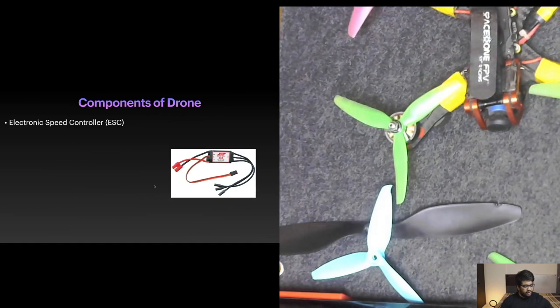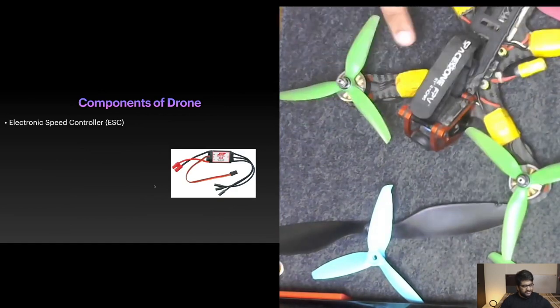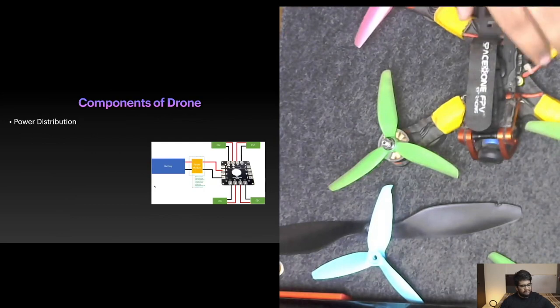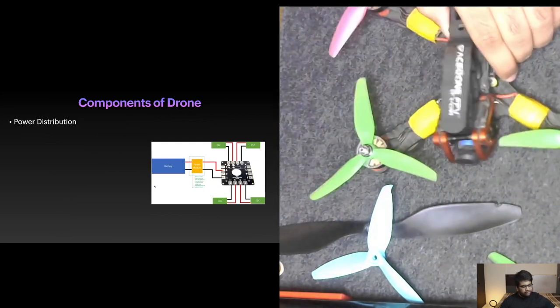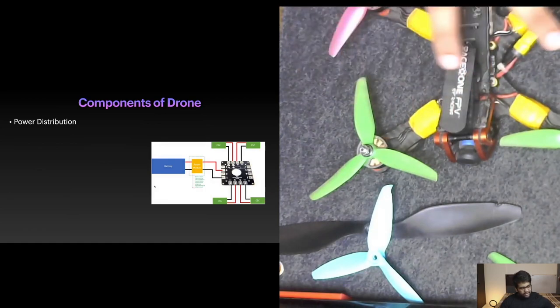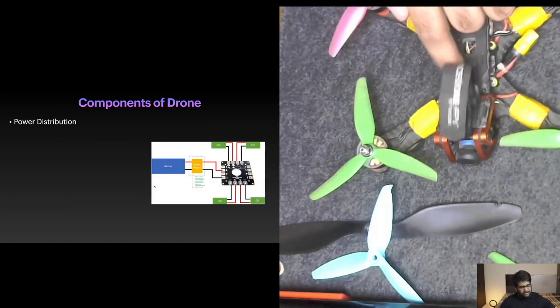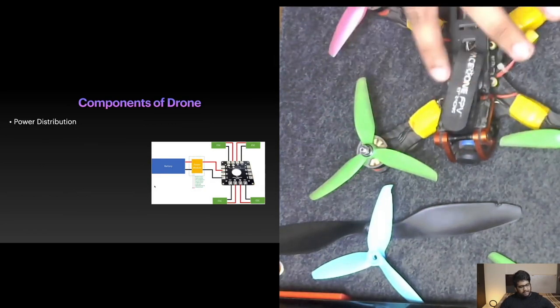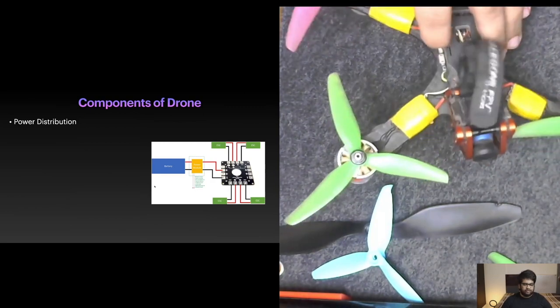Here my electronic speed controllers are behind this electrical tape, so you cannot see them, but I'll make sure to show you in the ESC chapter. Then we have something called the power distribution board, because we have four motors and we only have one battery. To distribute the power, and because there are some other components which require a different voltage than these motors, to get the correct voltage we have a power distribution board right at the center, which we will also be discussing in future chapters.